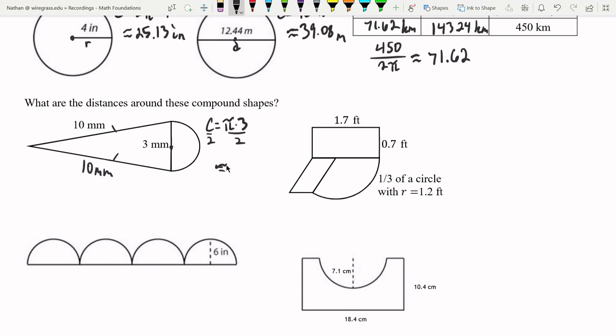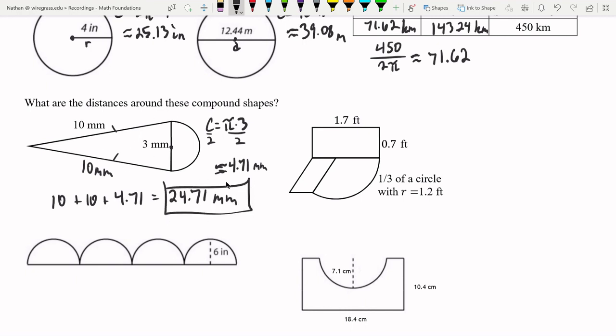And I'm getting approximately 4.71 rounded to 2 places there. And now the full distance is going to be 10 millimeters plus 10 millimeters plus 4.71 millimeters. It's going to be 24.71 millimeters is my distance around this shape.